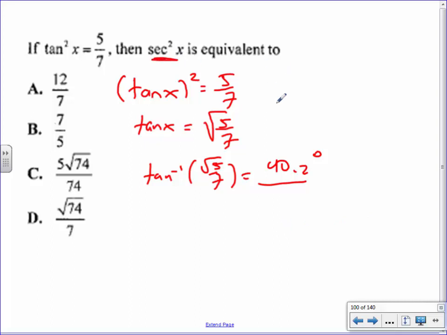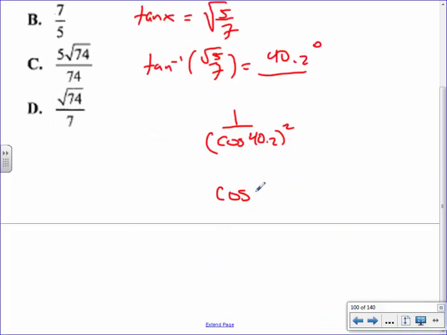Okay, well, then it wants to know what secant squared x is equal to. Well, secant is 1 over cosine. So all I'm going to do is put 40.2 degrees in there. I'm then going to square all of that and put it on the bottom of the fraction. What I'm going to do actually is cosine of my answer, then square it, and then go to the minus 1. You guys can kind of picture that. I'm just doing it all in one big swoop. This squares the entire thing. That takes care of the squared one. And the minus 1 turns it into the secant.